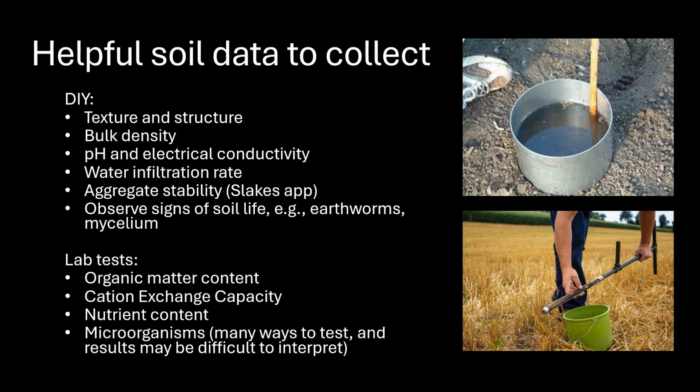And then there are a few things that you have to send to the lab to figure out. I guess you could do organic matter content if you had a flame torch, because I think the way they do it in the lab is that organic matter will burn and the mineral particles won't. So they weigh the soil, burn off all the organic matter, and weigh it again. But that's probably easier to just have a lab do. Nutrient content, also good to have a lab do.